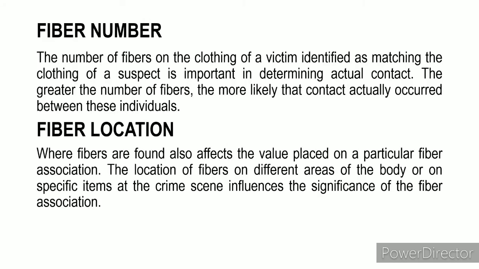Fiber number. The number of fibers on the clothing of a victim identified as matching the clothing of a suspect is important in determining actual contact. The greater the number of fibers, the more likely that contact actually occurred between these individuals. So, sa example ko ng fiber number is kung ilang beses silang nagkaroon ng physical contact sa isa't isa ng biktima at ng suspect. Halimbawa na lang is yung pagsasaksak ng suspect sa biktima, kung ilang beses siya nasaksak, ma-identify yun sa fiber clothing ng biktima.